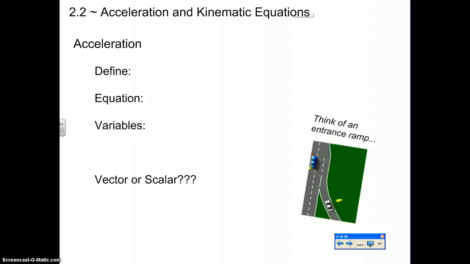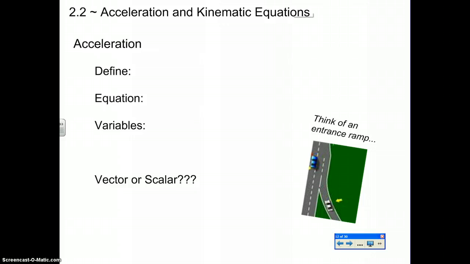Fellow physics students, we're going to continue to talk about the concepts in Chapter 2 now as we move past the concepts of displacement and distance, speed and velocity, average versus instantaneous. What we want to do now is talk a little bit about the concept of acceleration.